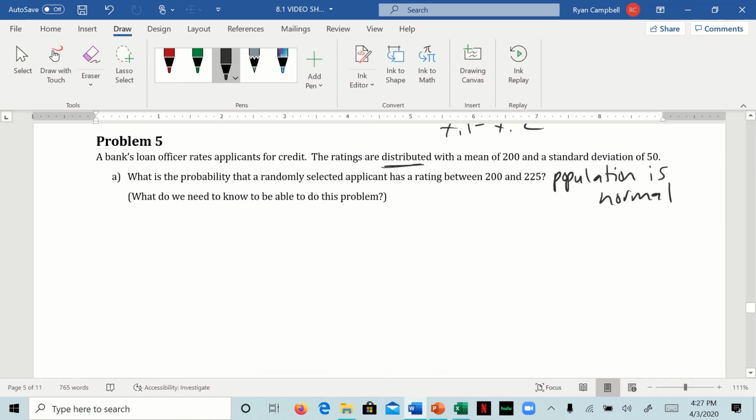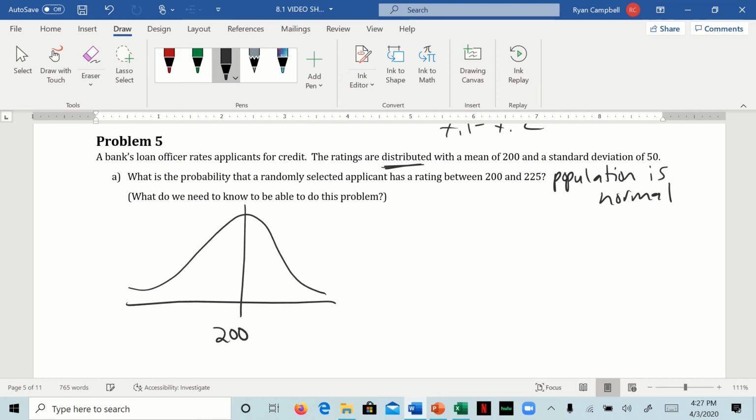Because all it says is that it's distributed. It doesn't say it's normal. So let's assume this to be true. Let's assume that the population is normal so that we can do our normal distribution. In the middle, we got 200. We want ratings between 200 and 225. So we're going to do normal CDF.